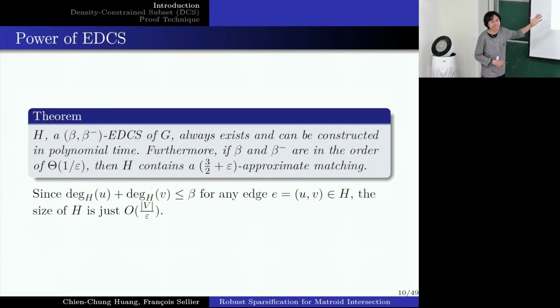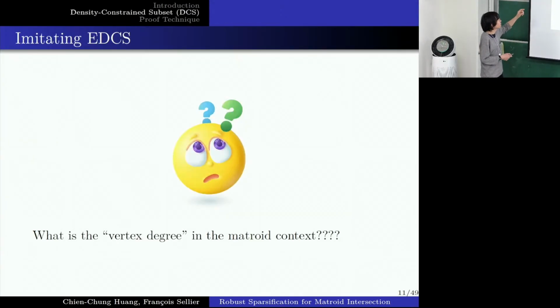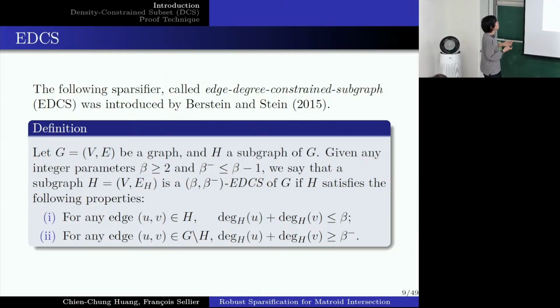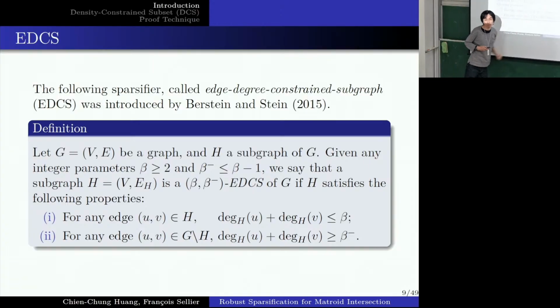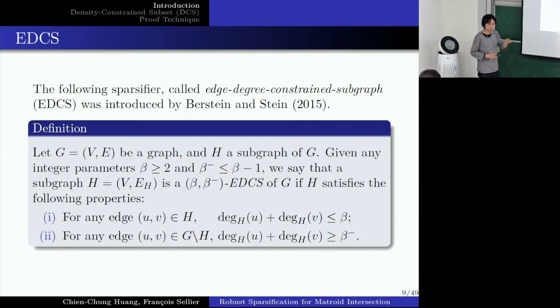Okay, the existence is guaranteed when beta is okay. So there is an existence result which says that if you satisfy these two conditions, then such a sparsifier always exists. Yeah, I didn't state it clearly.